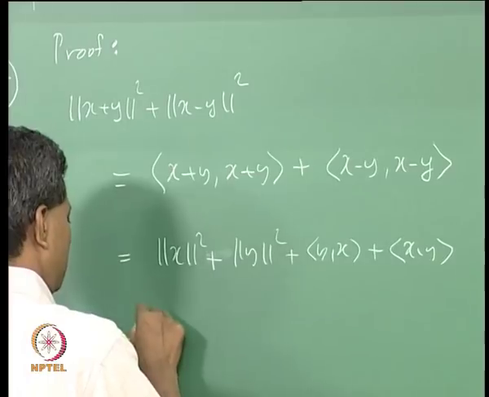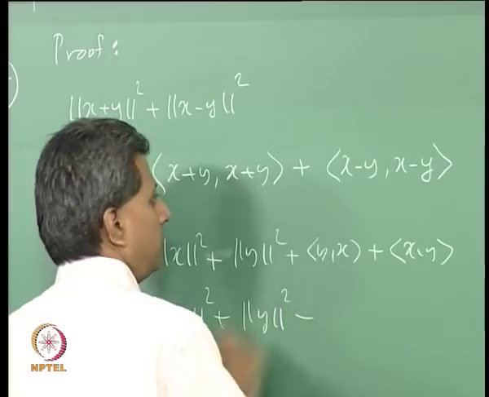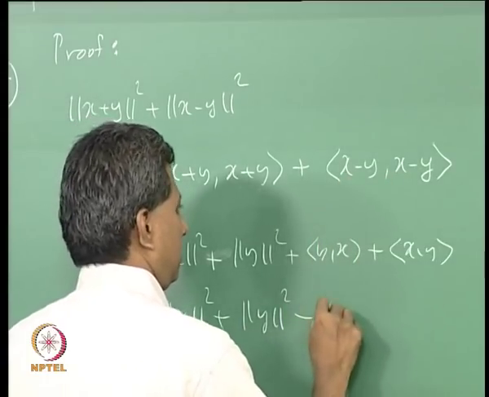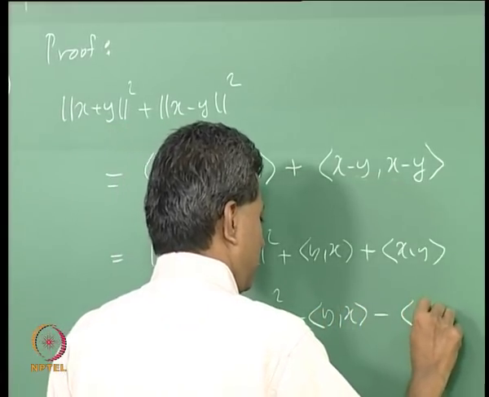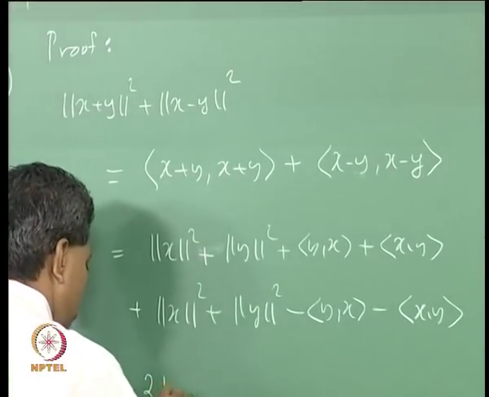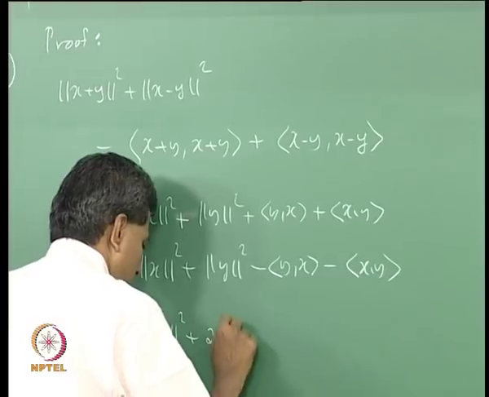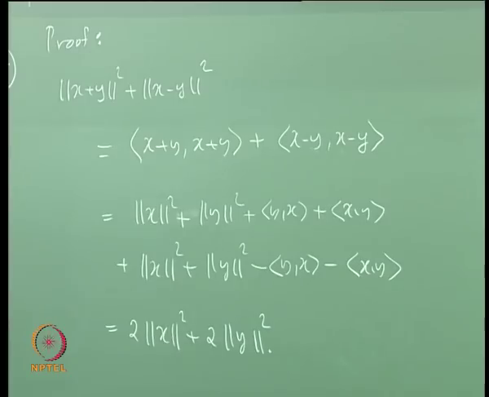The second term gives you norm x square plus norm y square minus y with x minus x with y. So you get the right answer. This is 2 times norm x square plus 2 times norm y square. Okay, so that proves the parallelogram law. Straightforward, but it is still powerful in showing that certain norms are not induced by any inner product.